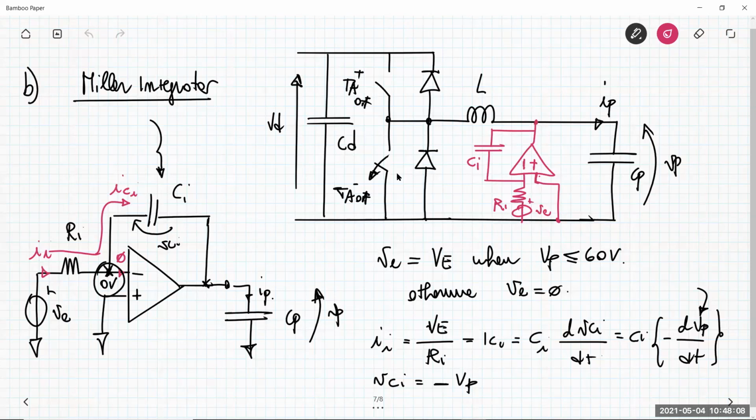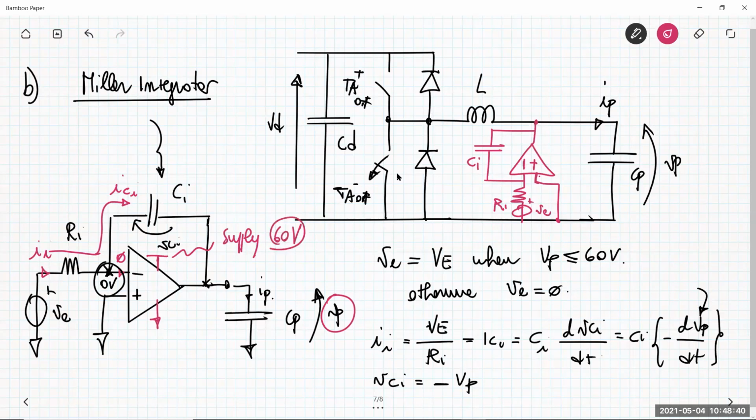Why is this implementation not so practical? Basically, the voltage VP that I have here at the beginning of my action is 60 volt. So my integrator has to work from an output voltage of 60 volt. What does it mean? It means that I have to supply my integrator here with a voltage source, a supply, of 60 volt.